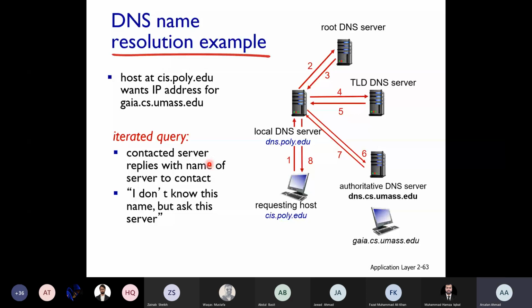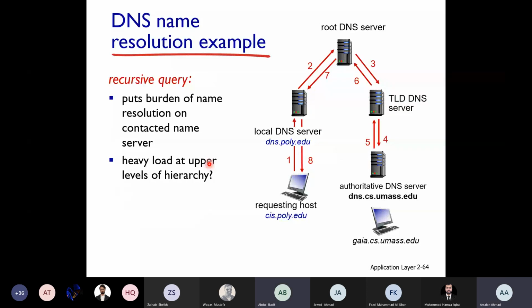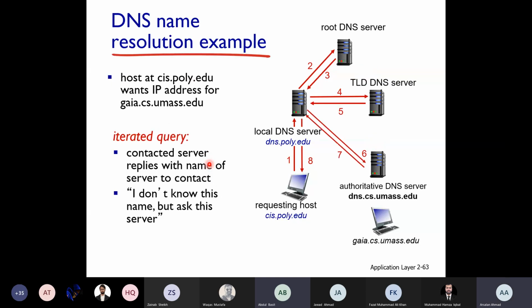Anyone? Just unmute and speak. Yes, sir. I think there's a heavy load on the local DNS server on iterative query. And it's quite visible. The heavy load is quite visible with the number of messages it is exchanging, right?